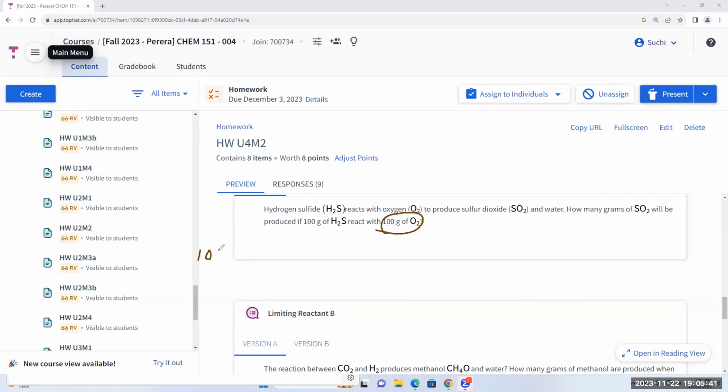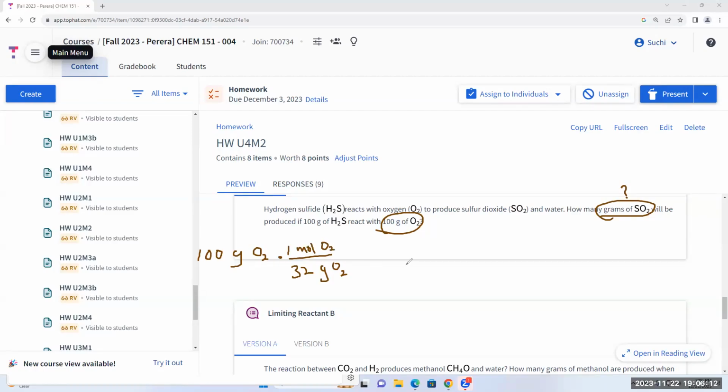We are given 100 grams of O2, and we're going to end up with grams of SO2. This is what they're asking. So I want to do this algorithmic method now. I'm going to get rid of grams of oxygen by dividing by 32 grams of oxygen. Why did I do that? Because that's how many grams of oxygen we have in 1 mole of oxygen.